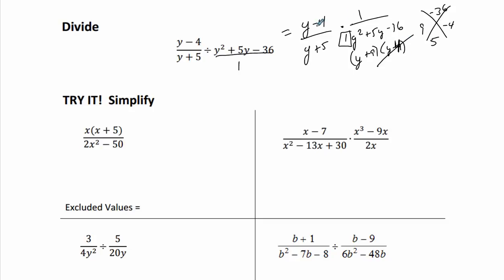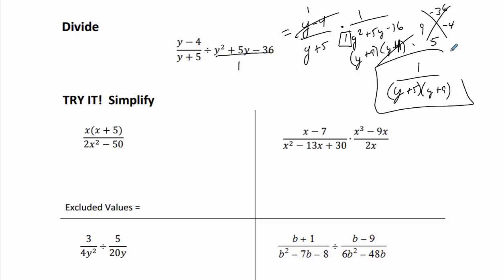Y minus 4, gone with the y minus 4. 1s, right? Become 1s. What's left on top? A 1. What's left on the bottom? Y plus 5 times y plus 9. That is your answer for that one there.